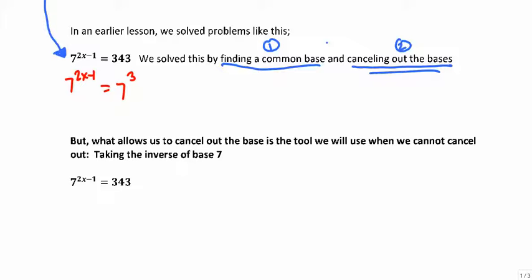Now, we just canceled the 7s out from here, the bases. We just canceled them out. The powers dropped down.